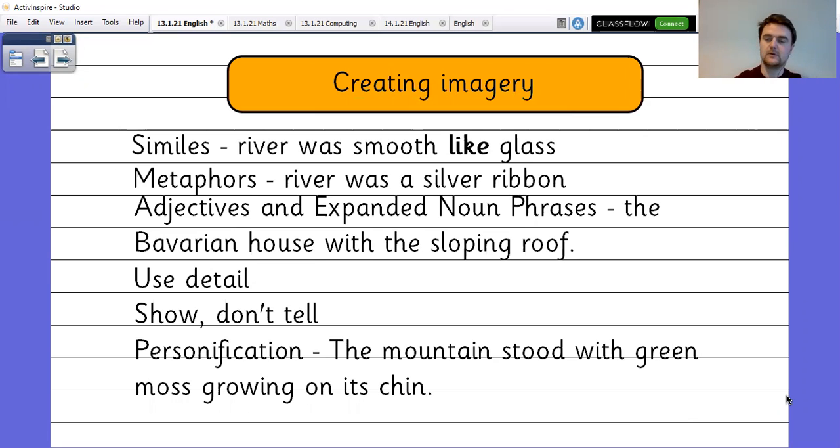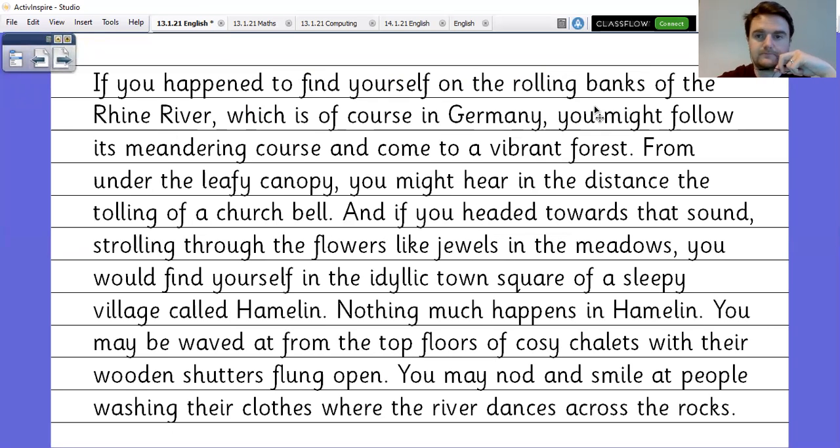So let me read to you what I came up with for this, and then I'll highlight some of the bits that I thought were quite effective in there and that create imagery as well. I've tried to make it in the style of the preamble at the start of the legend, where it's quite informal and it's almost a precursor to the story.